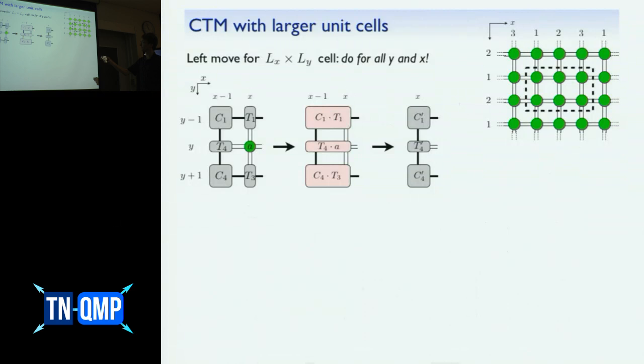So we do an absorption and renormalize the corners. Then you can see we start from this corner C1 at coordinate x minus 1 and y minus 1, and this updates our corner C1 prime at coordinate x, right? It's like we shift, we move from this position x minus 1 to update the boundary at position x, right? And now we have to do this for all y coordinates, and we have to repeat it also for all x coordinates until we have absorbed the entire unit cell to the left side.